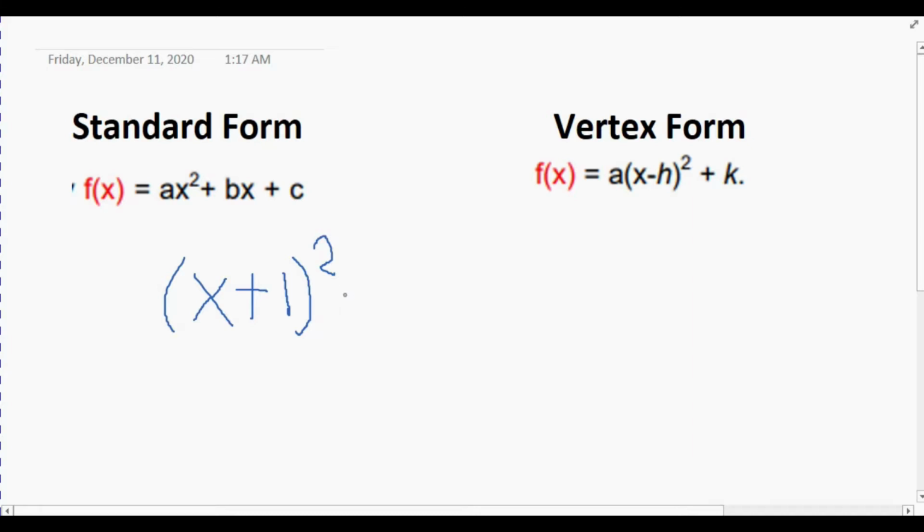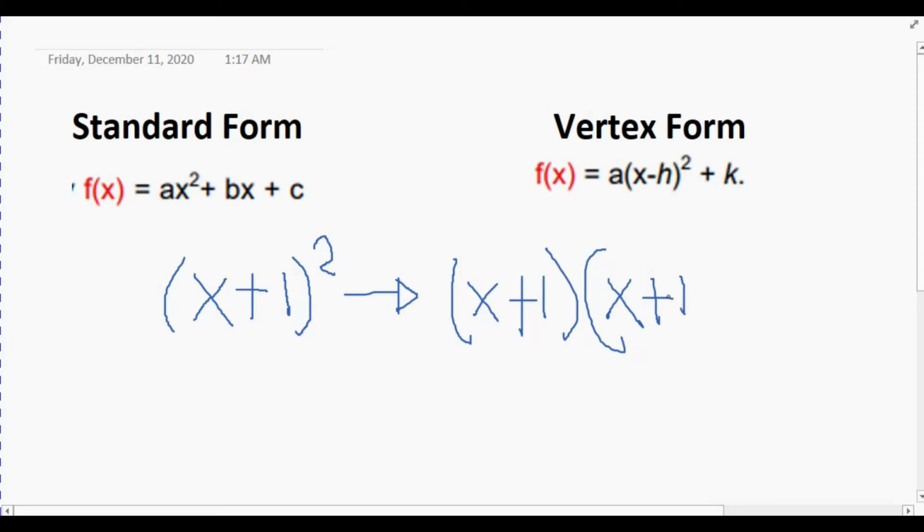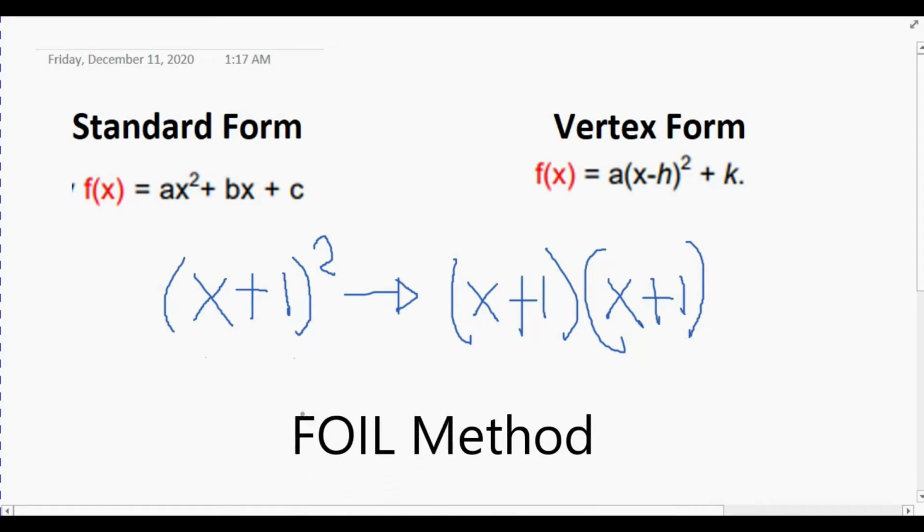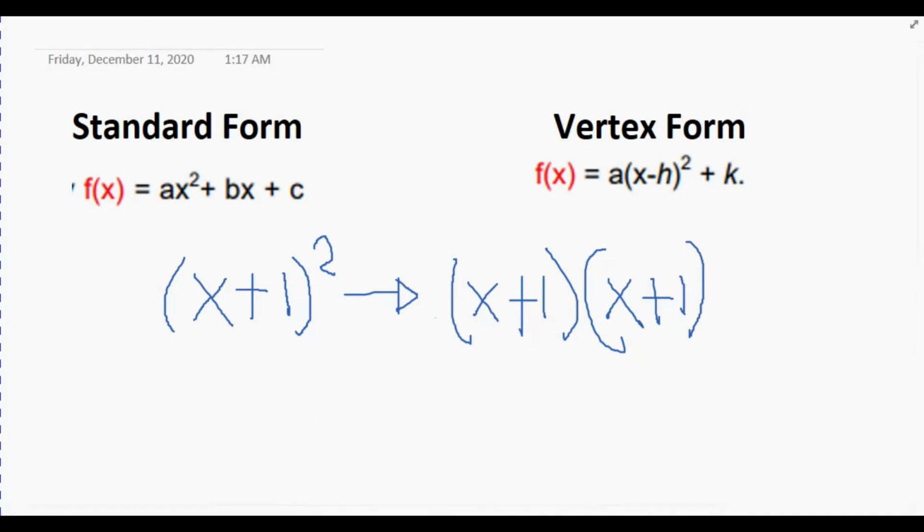When we expand this, it will become x plus 1 times x plus 1. So to find the product, we will use the FOIL method.